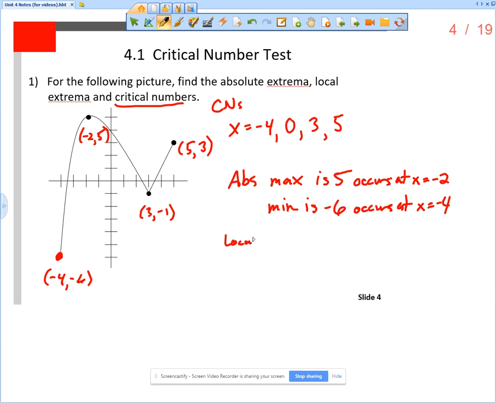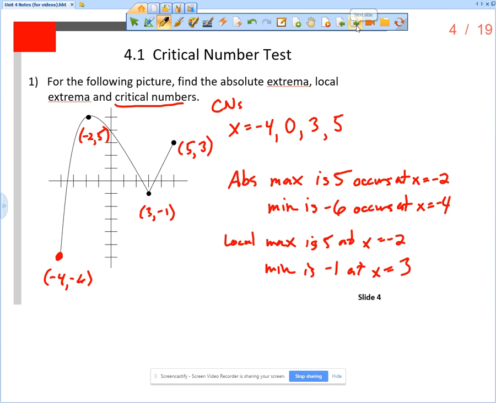Now, local max. Where is a local max? Remember, it has to be an interior point. It cannot be an endpoint. So the highest y value on an open interval. So local max is 5, right? At x equals -2. And local minimum is, well, open interval, so that would be -1 at x equals 3. So this is all just pre-calc, picking out absolute max, absolute min, local max, but making sure we understand that those things occur at critical numbers.